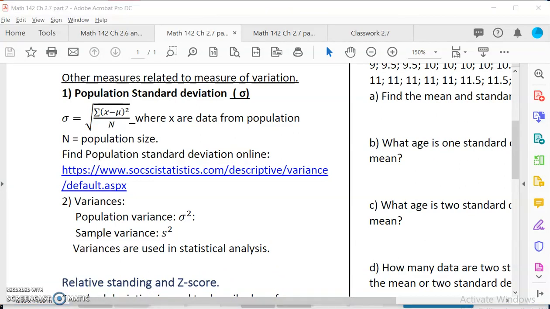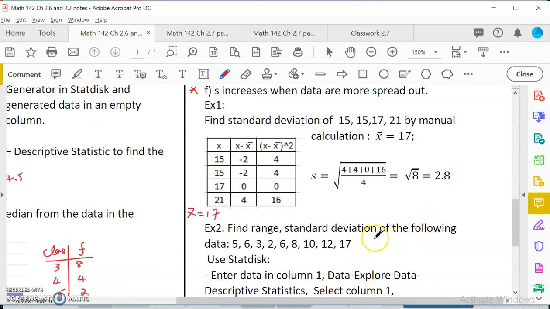17, where is it? So the second column would be all the data minus 17. So in this case, it's 17. So 15 minus 17 is -2. 15 minus 17 is -2. 17 minus 17 is 0. So look at how each data is away from 17 is 4. And then we square it.